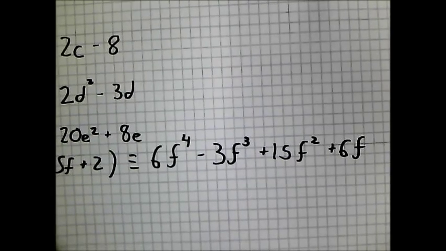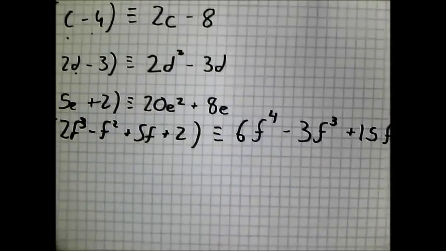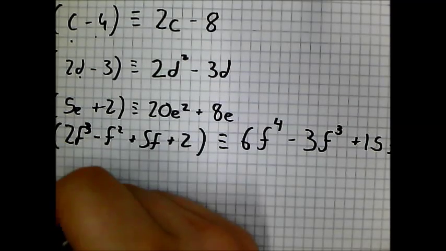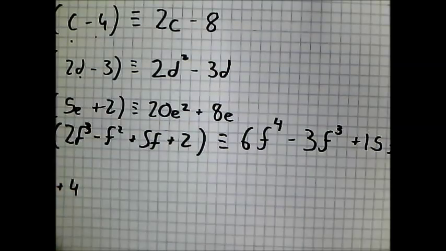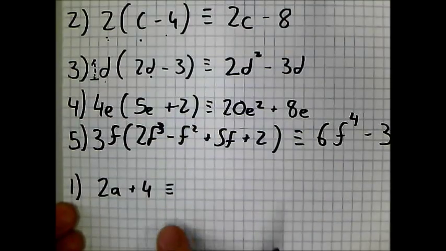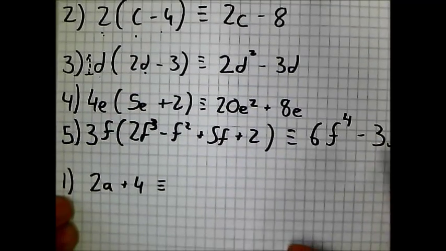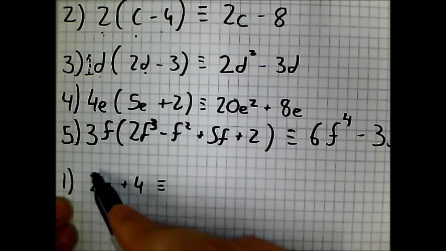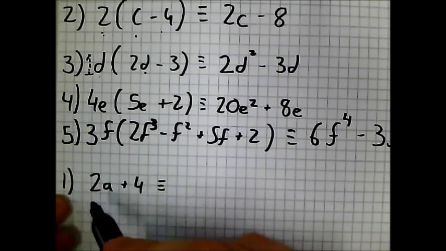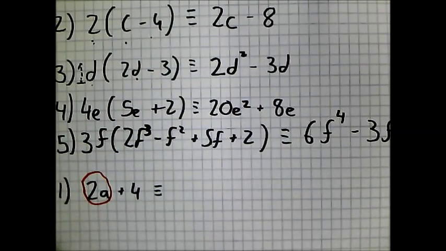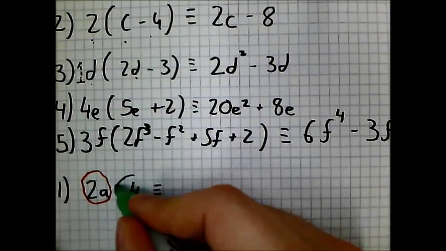Okay, finally, section 4. Now, these ones can be a little bit tricky. You've got 2a plus 4. Factorising means putting it into brackets. So basically the opposite of what you've done for these. So, I'm looking for something that goes into every single term. Okay, so we're looking for something that goes into the red term and something that goes into the green term.